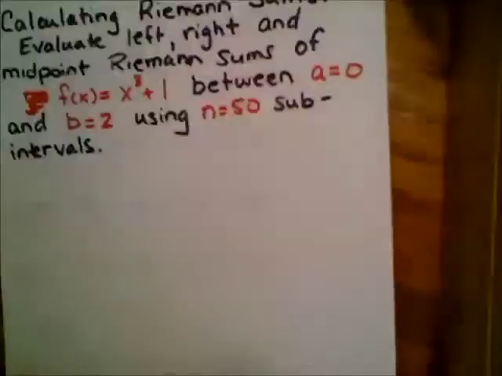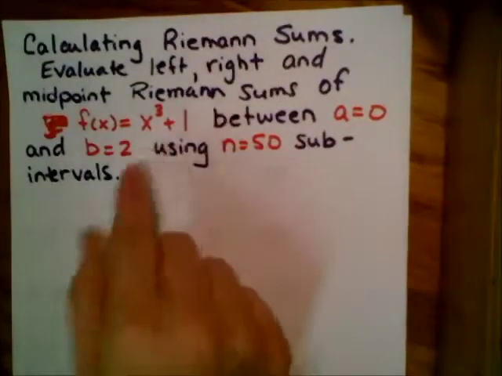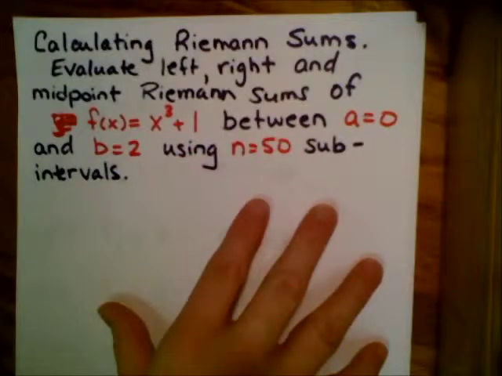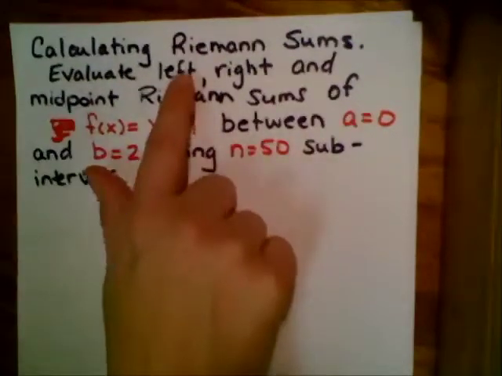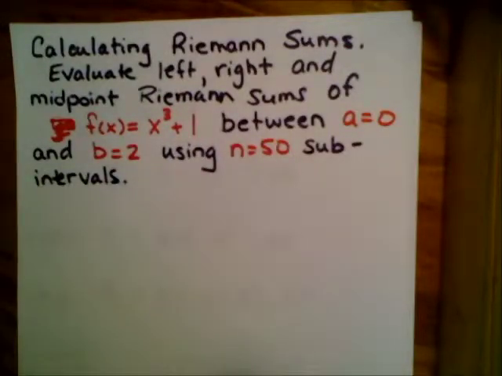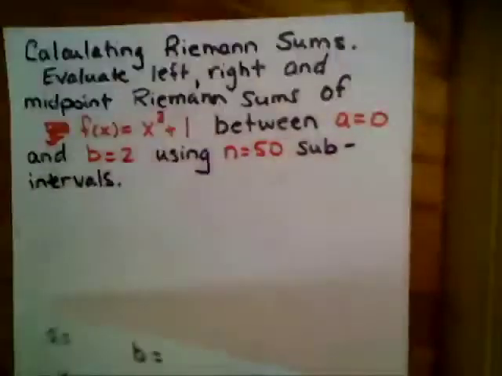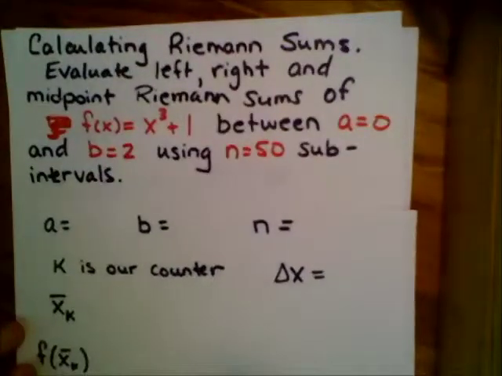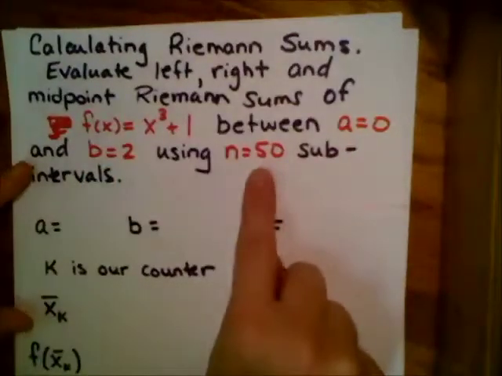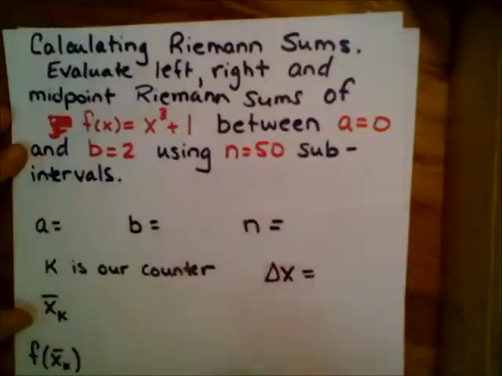Okay, here's the problem we're going to do. We're going to calculate Riemann sums. We're going to do that 3 times. First with the left, we'll do the left Riemann sum, second the right Riemann sum, and we'll end up with the midpoint Riemann sum. Our function is going to be f of x equals x cubed plus 1. We're going to be on the interval 0 to 2. And I'm choosing to use 50 subintervals to approximate the area under the curve.